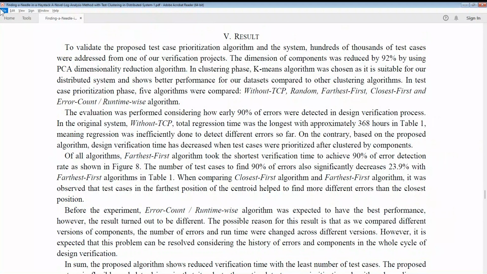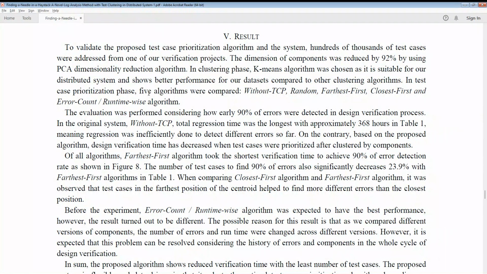Chapter 5. Result. To validate the proposed test case prioritization algorithm and the system, hundreds of thousands of test cases were addressed from one of our verification projects. The dimension of components was reduced by 92% by using PCA dimensionality reduction algorithms. In the clustering phase, the K-means algorithm was chosen as it is suitable for our distributed system and showed better performance for our datasets compared to other clustering algorithms.